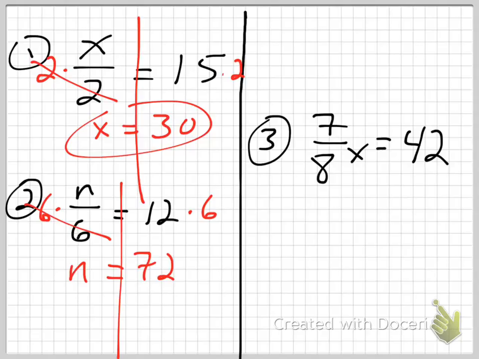Same thing. If I'm saying that n is 72, plug it in. Is 72 divided by 6 12? Yeah, okay, then we got it. Number 3, line down the equal sign. Is the variable happy? No, not alone.